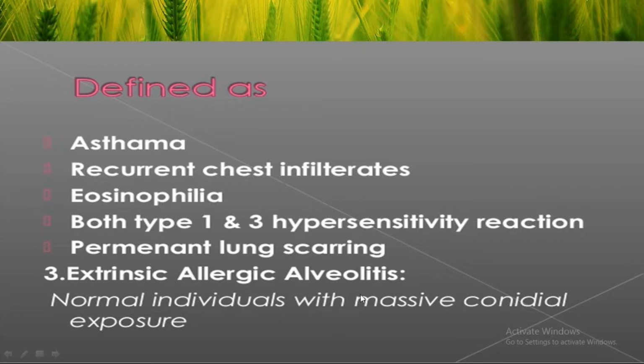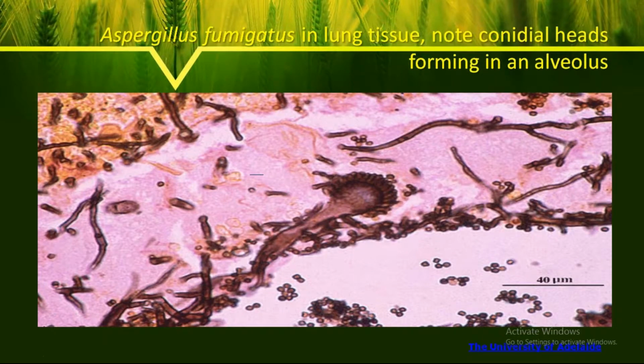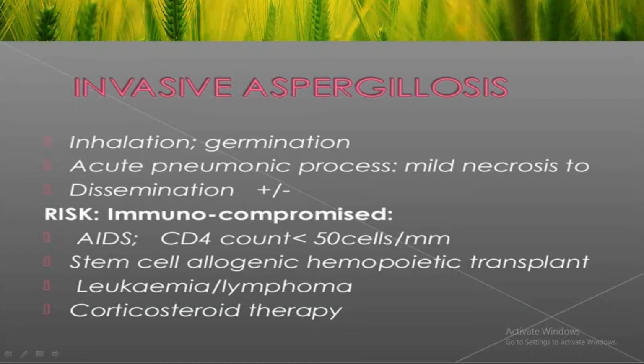occur. Extrinsic allergic alveolitis, in which normal individuals with massive conidial exposure can be affected. So here you can see Aspergillus fumigatus in lung tissue. This is a staining which has been done. So the conidial head you can also see forming in an alveolus. The conidia you can see, the hyphae you can see. This is a histopathological staining, which is why you can see the color. Normally they will be colorless.